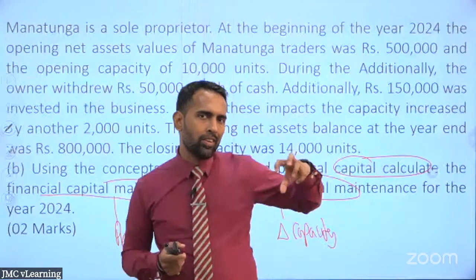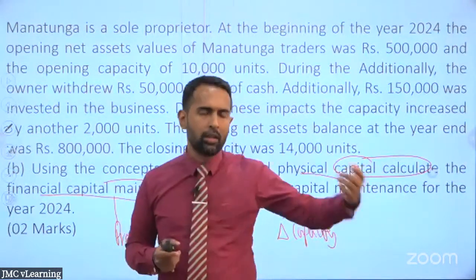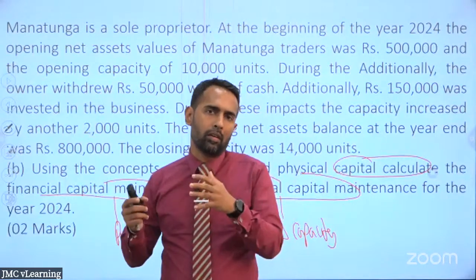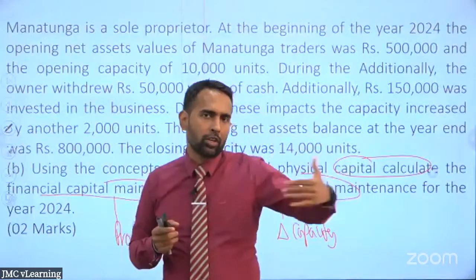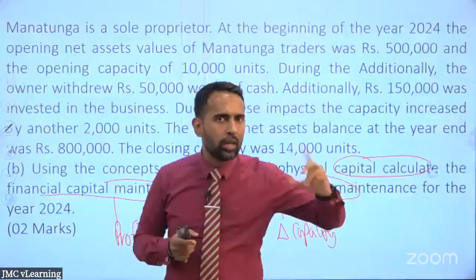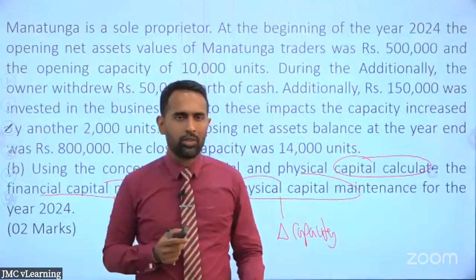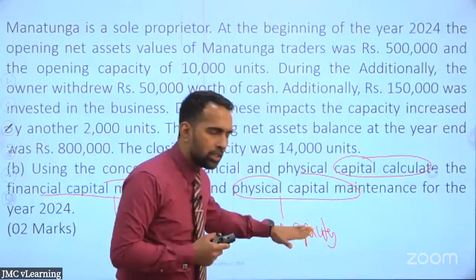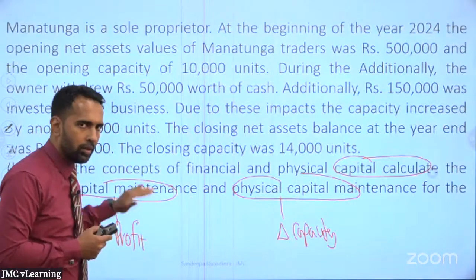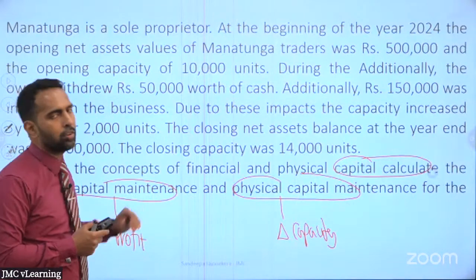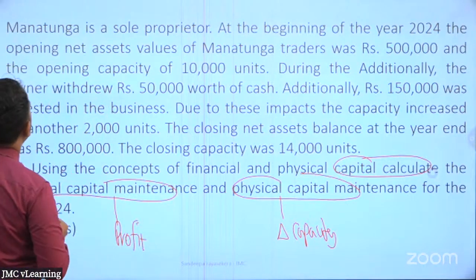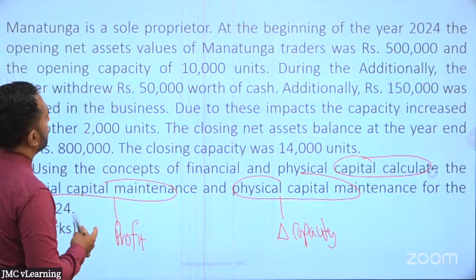you need to calculate how much profit was made by that factory, and because of that business, the progress, the financial performance, how much capacity has either increased or decreased during that year. That capacity difference is what we call the physical capital maintenance. Your financial improvement, the performance, the profit is what we call the financial capital maintenance. Okay. Now let's see the question.